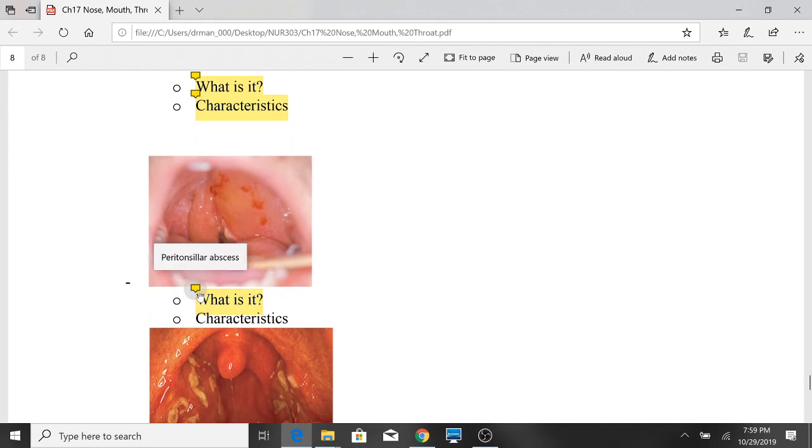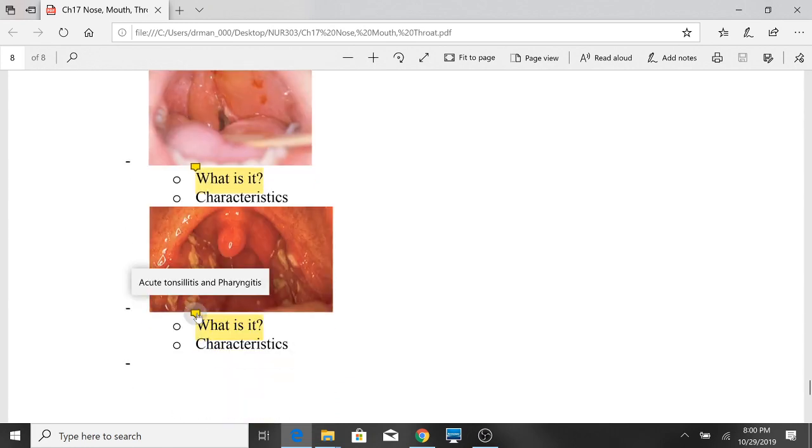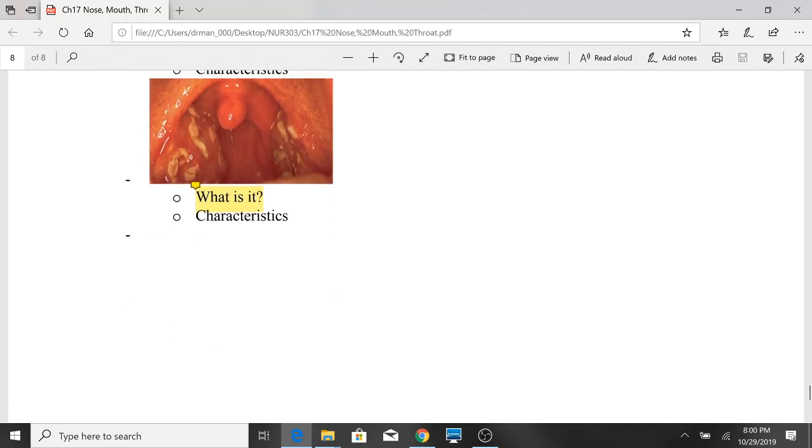This is a peritonsillar abscess. And this is acute tonsillitis and pharyngitis. You can see all that. All swollen and there's white stuff.